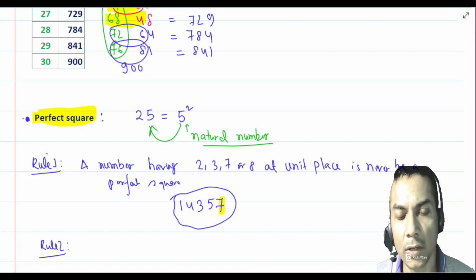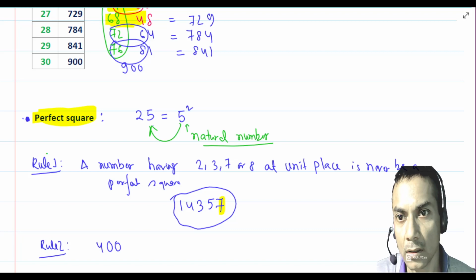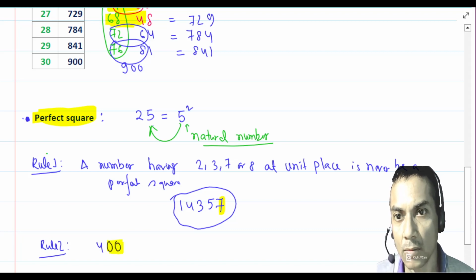If there are zeros, count how many zeros there are. For a perfect square it is always an even number. For example, take 400. It is a perfect square because there is an even number of zeros. But if I write 40, it is not a perfect square because there is an odd number of zeros. It means 40 cannot be written as 20 square.